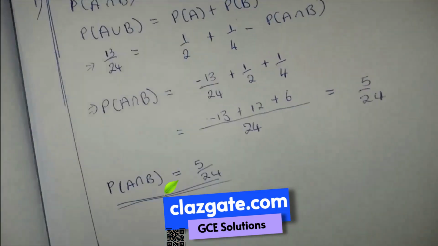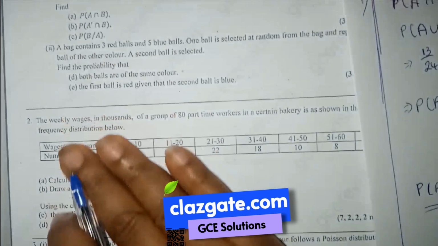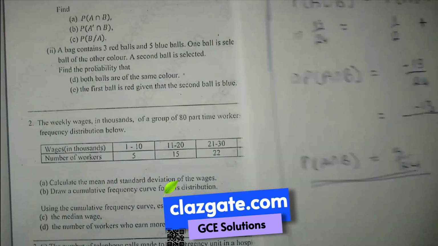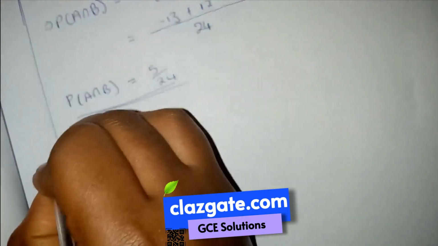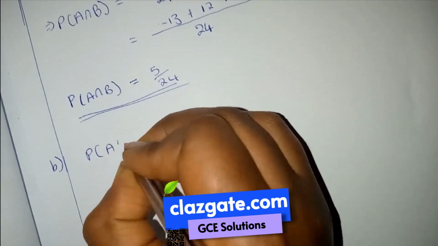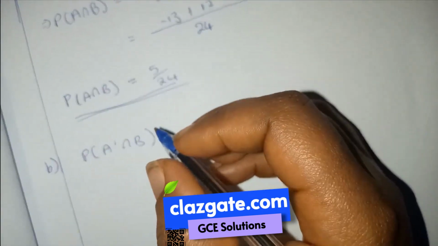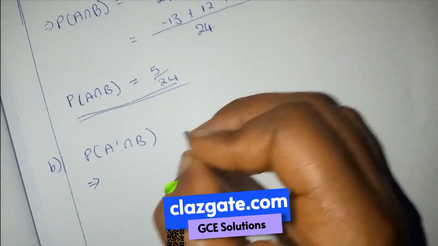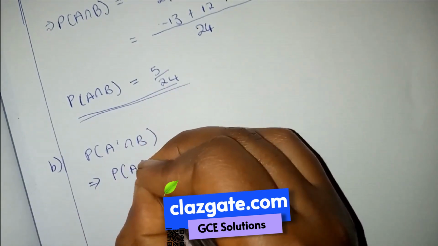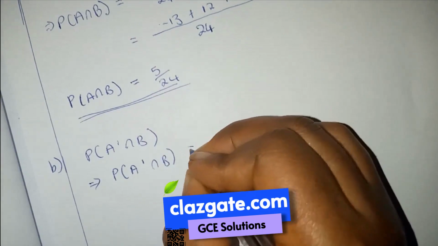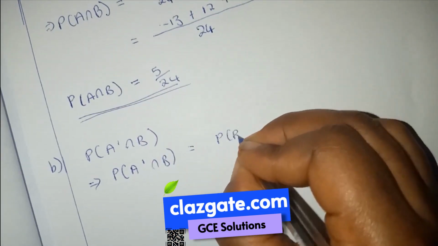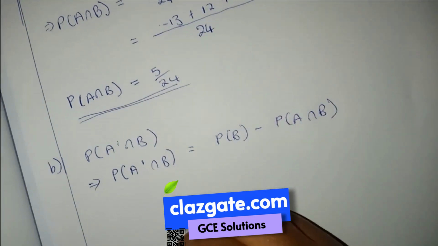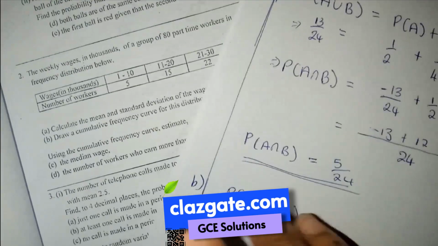Good. Then we move to the next part B. Probability of A complement intersection B. Okay. B says we should find the probability of A complement intersection B. And this is the same as, we'll use this formula, probability of A complement intersection B is going to give us probability of B minus the probability of A intersection B. Okay, why use the probability of B? Because now we have been given two events.